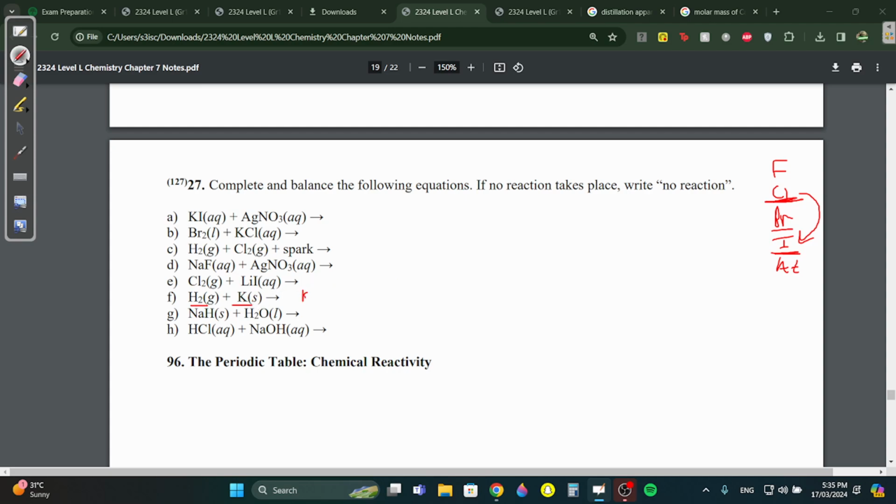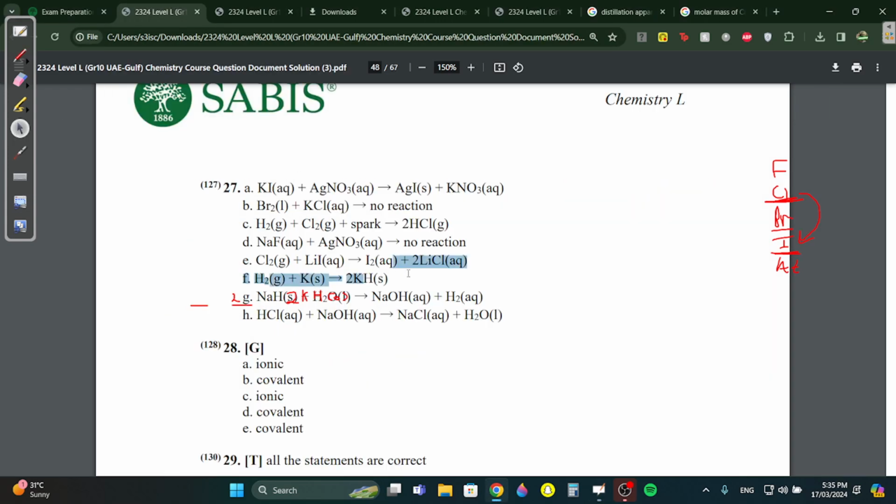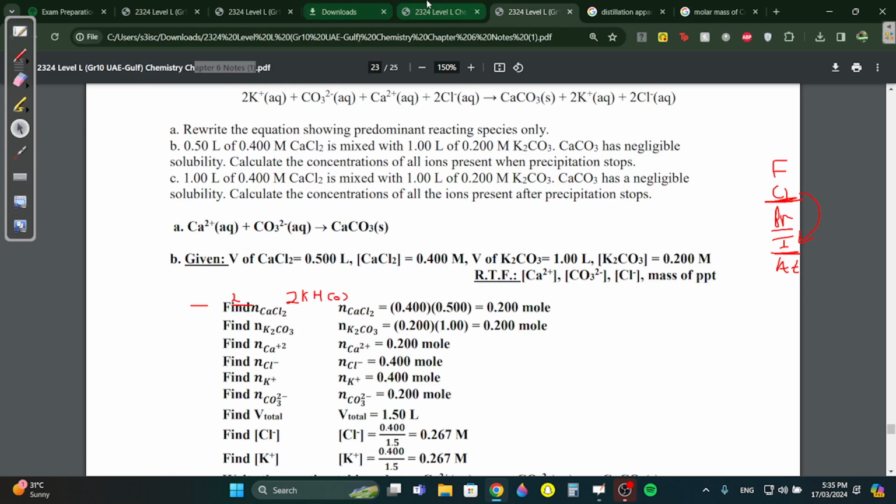H2 plus K: hydrogen plus alkali metal. Remember, it's the alkali hydride, so it will be KH. Then balance it: 2H if you put 2 here, and then 2K if you put 2 here. Is it a gas? No, I think it's a solid actually. Yes, solid because it's ionic.